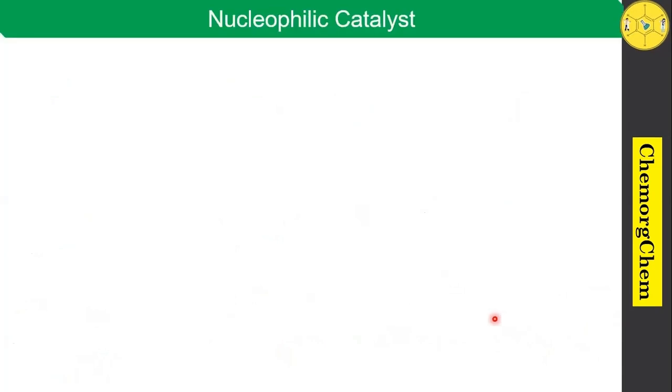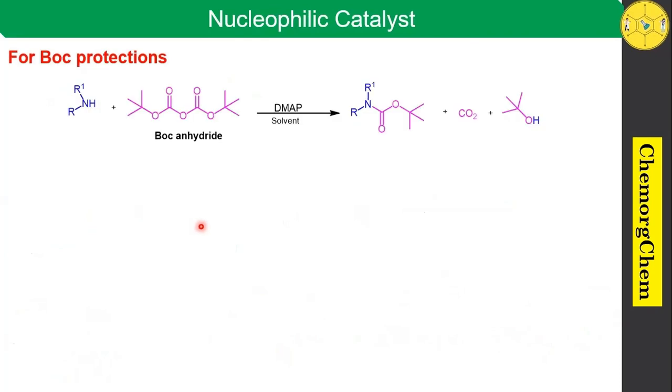So let's move on to the next one, Boc protection, where DMAP acts as a nucleophilic catalyst. Especially for a secondary amine, when you take Boc anhydride in the presence of DMAP and a suitable solvent, it readily produces the corresponding Boc product, along with carbon dioxide and tertiary butanol as byproducts.